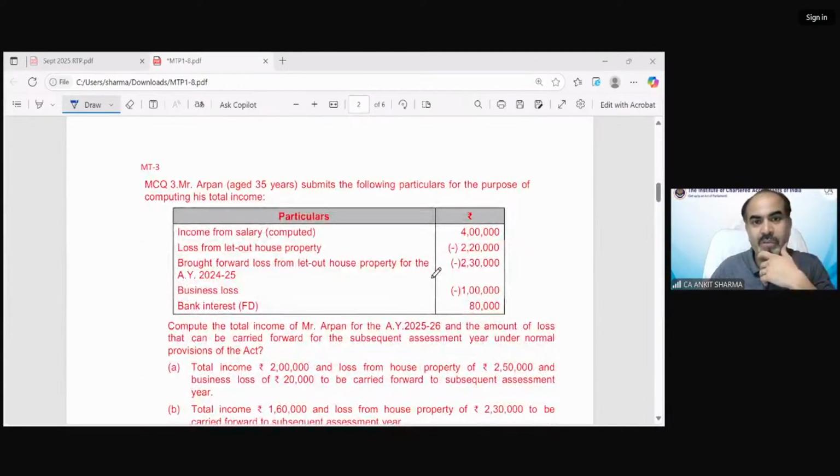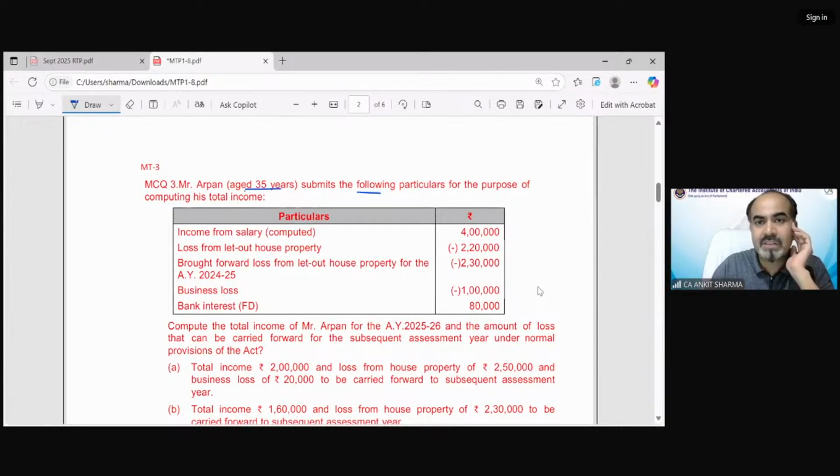Moving further, model test question number 3. Mr. Arpan, age 35 years, submits the following particulars for the purpose of computing his total income.